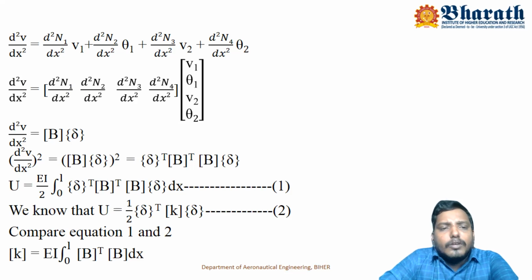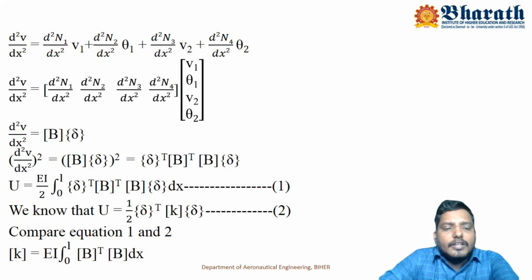And how will we find d square N1 by dx square? We already found the shape function N1 in terms of x. Then we have to differentiate that equation two times. Then we will get d square N1 by dx square. Therefore, if you want d square v by dx square, we get B matrix into del, the whole square. That will be del transpose B transpose into B into del. Then we have to substitute in the above equation.